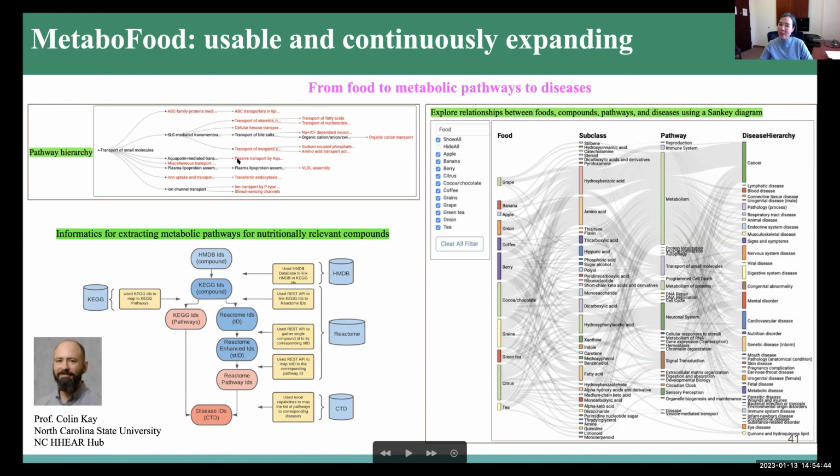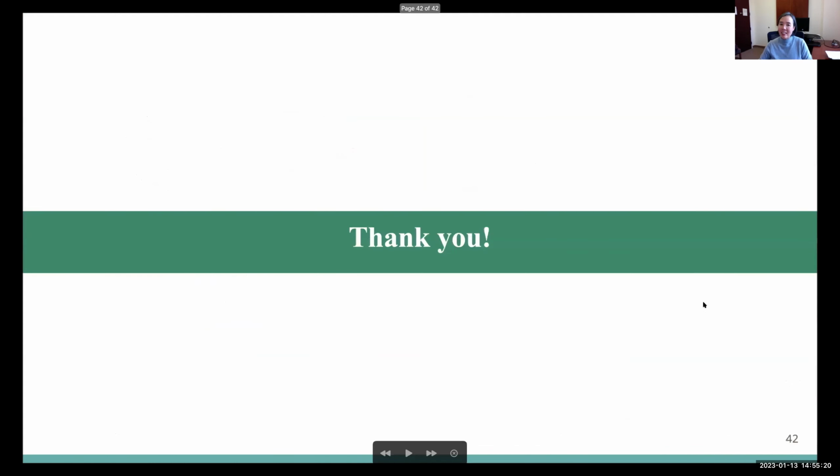This slide is a very high level overview. And the way we have extracted information is through the ongoing development of our workflow. The libraries we have been using include HMDB, KEGG, Reactome, CTD, and more databases we hope to bring into the picture to try to harmonize data across different databases. And one centerpiece of this work is the Sankey diagram to visually explore how food affects our health. And with that, I'm going to stop here and take your questions.